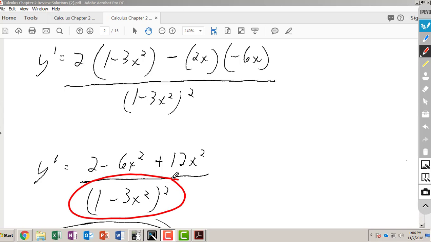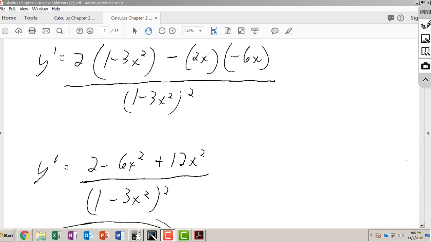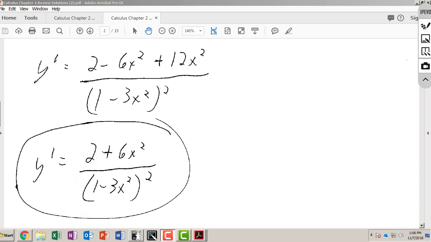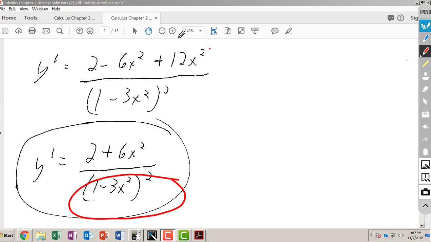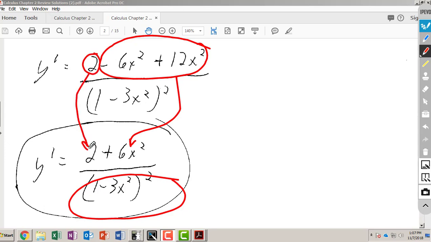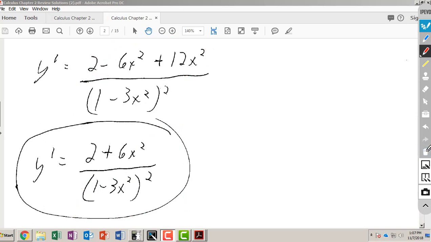Okay, and I'm going to combine any of my like terms. So combining my like terms, I notice that I have a like term right here of negative 6x squared plus 12x squared. That's going to give me 6x squared. I still have my 2, and that's still all over my denominator squared. So that's my answer to number 2: y prime equals 2 plus 6x squared all over 1 minus 3x squared, squared.